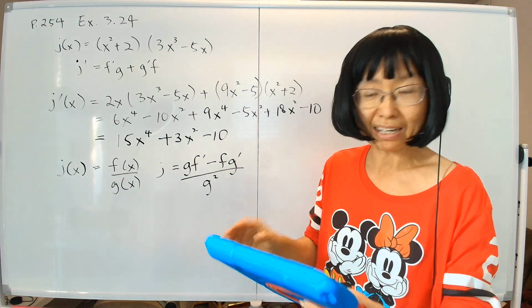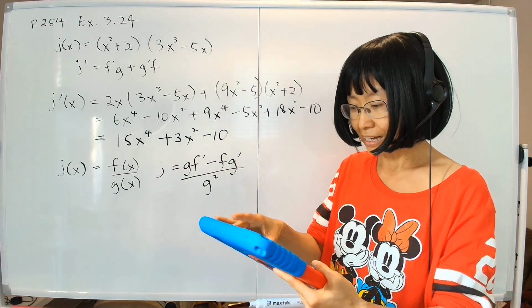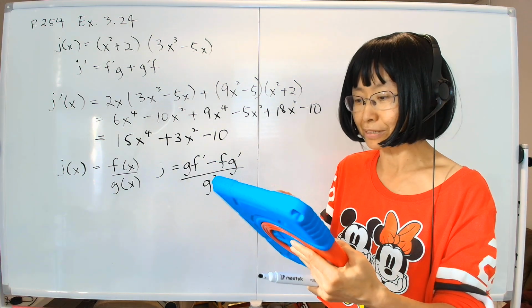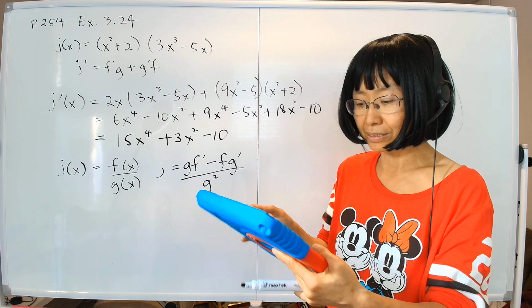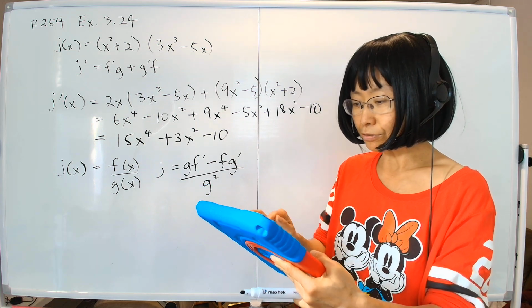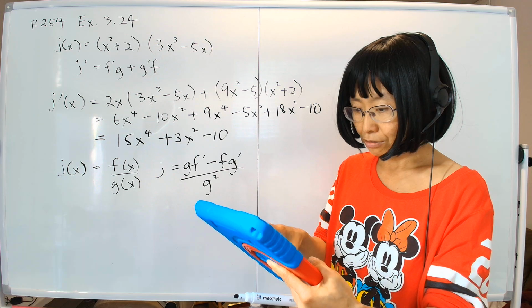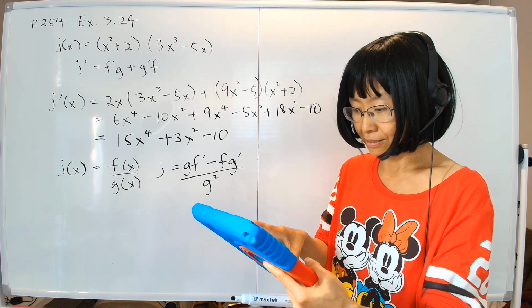You might not find that a big improvement. I find it helpful to remember it that way, but maybe you can come up with a better way to help yourself remember the quotient rule. The quotient rule is not proven in the book, so we will also skip it and just go ahead and try to apply it.